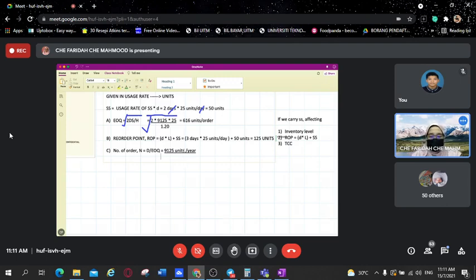Six units per order. That's why we get orders per year, because we cancel out the year and the units. There you go. You cancel the units, and the order goes up, the unit and year go down.